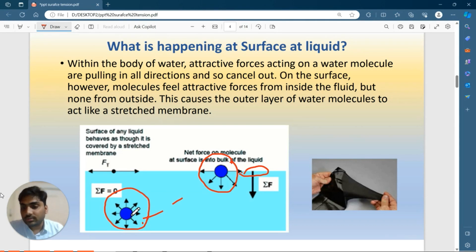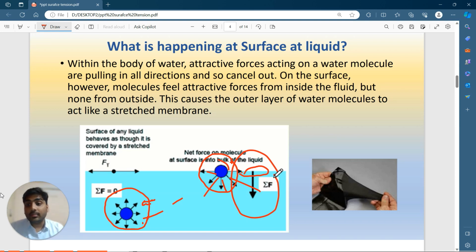Can you see there are forces acting from all sides on it? For the water molecules inside the bulk of the liquid, forces act from all sides. But that's not the case for the liquid molecule which is at the surface. Can you see? Forces are acting from this side, this side, this side, but not from above. So there is an unbalanced force here. The resultant force is acting downward.